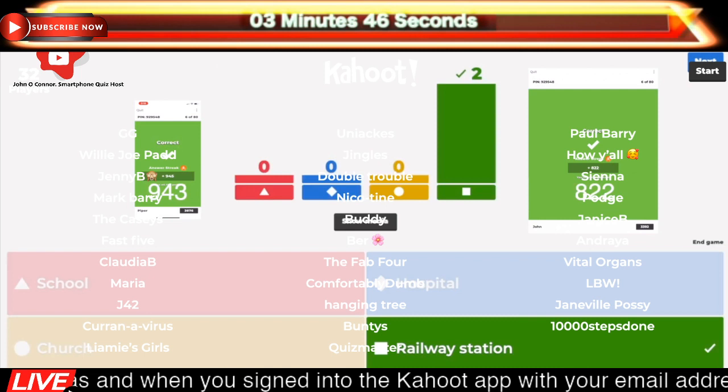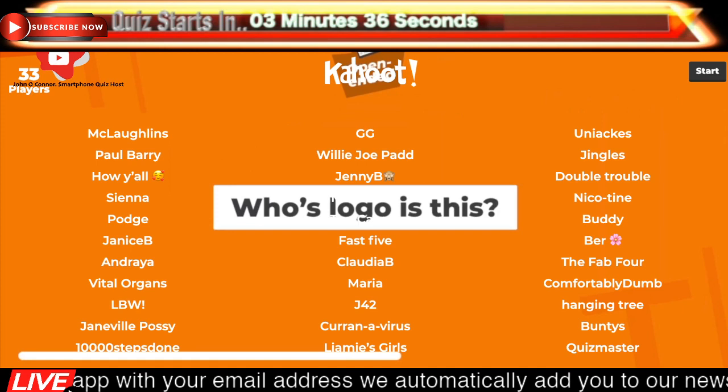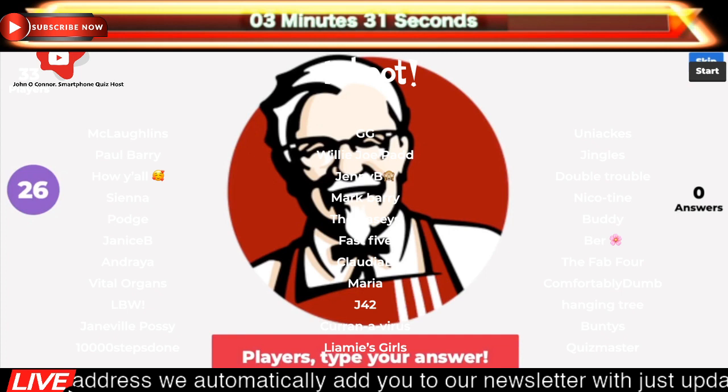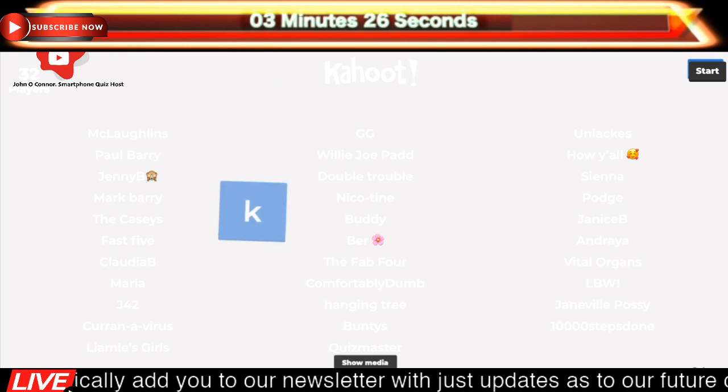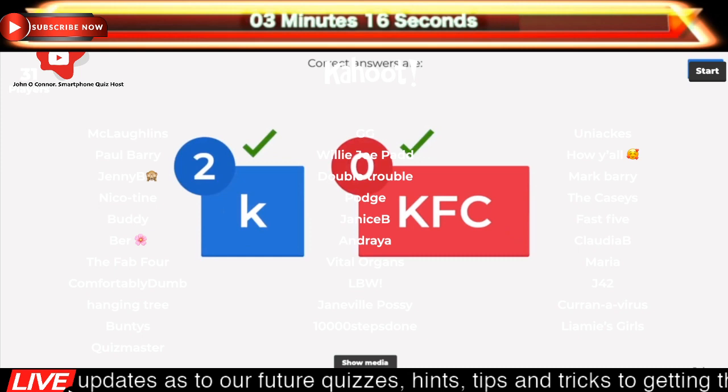Next style question is called open-ended, or as we like to call it, first letter. In the open-ended, we can see on this occasion, it's a picture question. But rather than spelling the whole answer, all we ask for is the first letter of your answer. While we can accept full-length answers, it's much more convenient and faster. On the screen, you will see all the answers that have been submitted, but the only ones left standing are the correct ones.